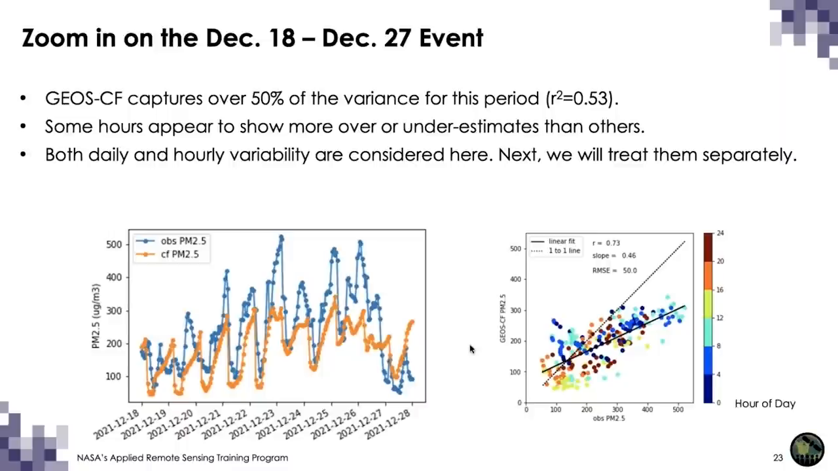The color of the scatter points corresponds to the time of day, which can be helpful for identifying whether certain times of day are contributing more to the scatter. Here, for example, we see that many of the points that fall well below the regression line are occurring during the early afternoon, shown in this yellow color. The analysis here thus includes the effects of both diurnal and day-to-day variability. The next step of our analysis is to consider these two timescales separately.